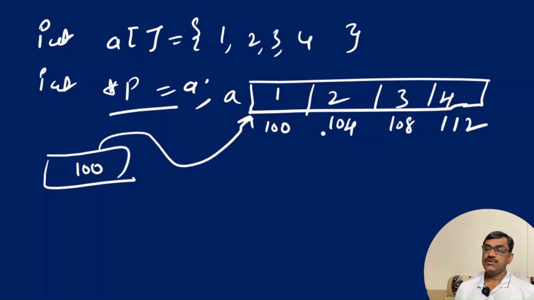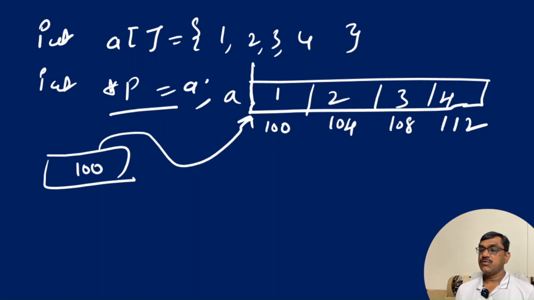Now, the thing you have to understand carefully is: the pointer P, is it a pointer to the first element or to the entire array? We think that P is a pointer to an entire array. That is wrong. Here P is the pointer to the first element, that's all. P is the pointer to the first element.